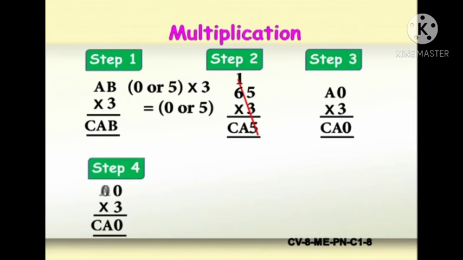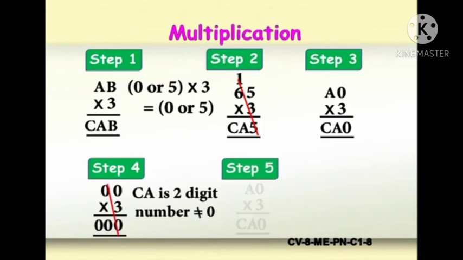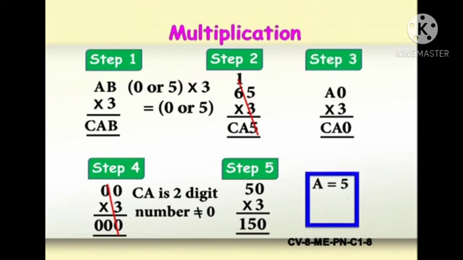Step 4. If A is 0, the product is 0. But CA is a 2-digit number, hence A cannot be 0. If A is equal to 5, then A0 becomes 50. And 50 into 3 is equal to 150. Hence, A is equal to 5, B is equal to 0, and C is equal to 1.